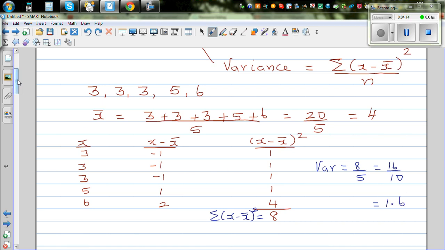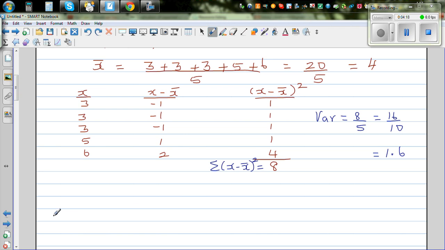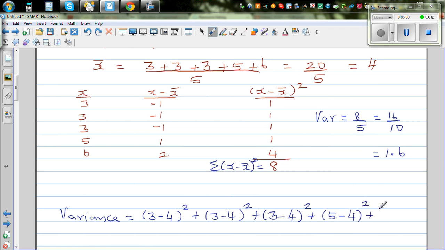Can we think about how to get this in a different way? Let's write the variance differently. This is 3 minus 5 squared, plus 3 minus 5 squared, plus 3 minus 5 squared, plus 5. No, 3 minus 4 squared. Your mean is not 5, your mean is 4. So 3 minus 4 squared, and again minus 4 squared, plus 5 minus 4 squared, plus 6 minus 4 squared.